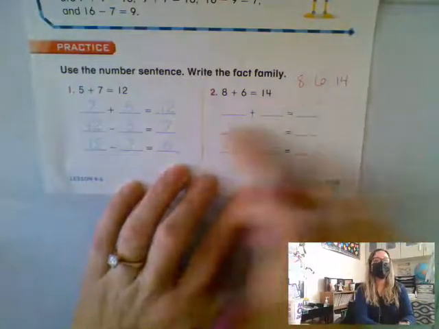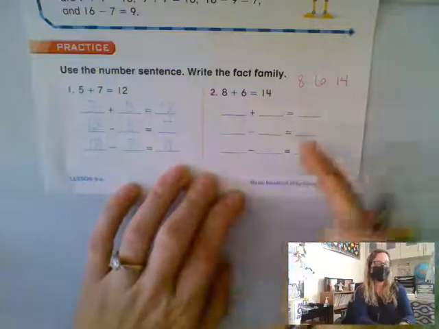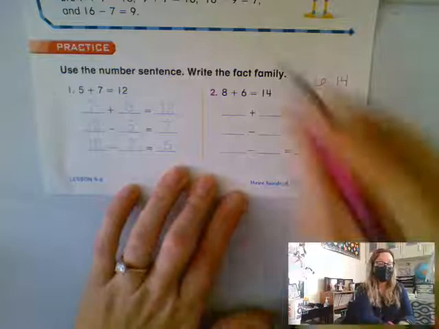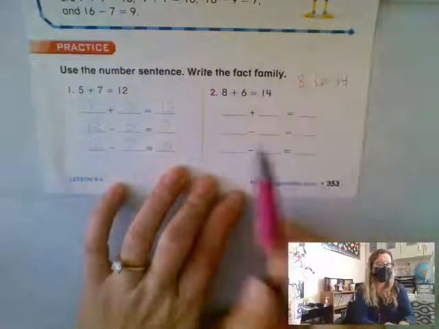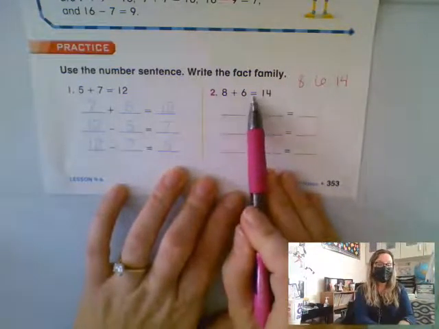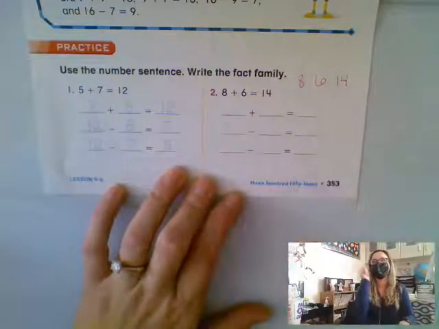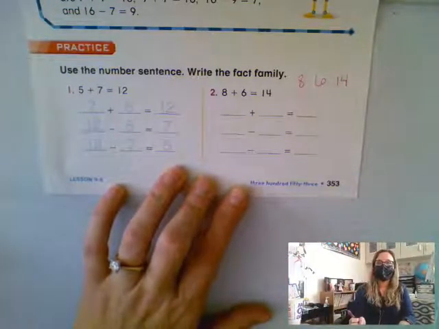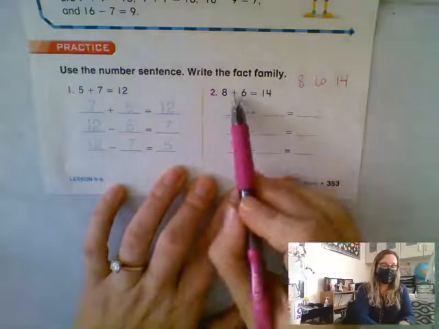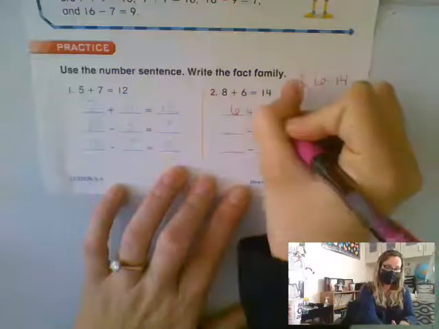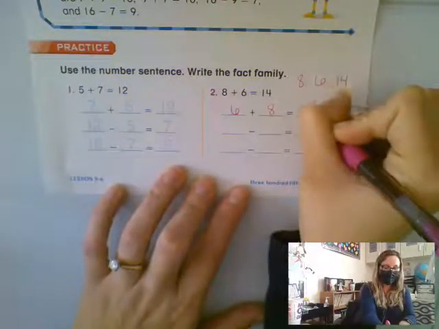So all of my sentences, all 4 of them, have to have an 8, a 6, and a 14. They've given us the first one. It's addition. They said 8 plus 6 equals 14. Serafina, what would the other addition sentence look like for those 3 numbers? We already have 8 plus 6. 6 plus 8 equals 14.